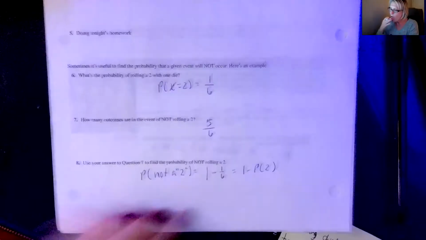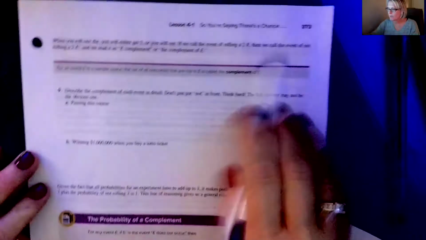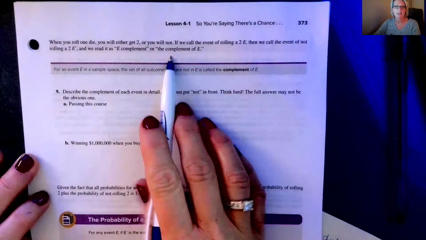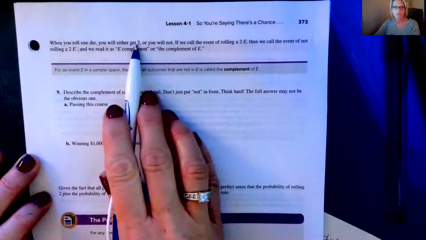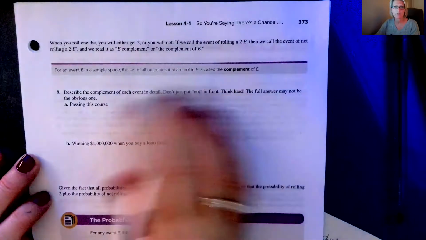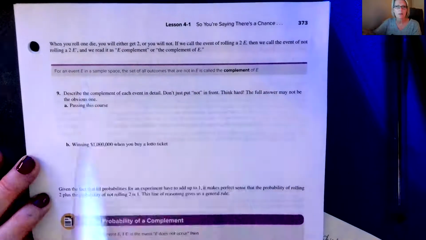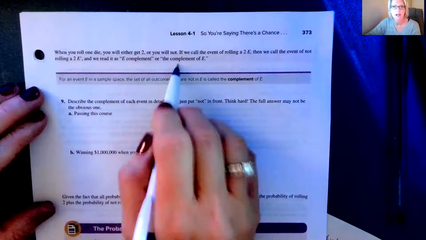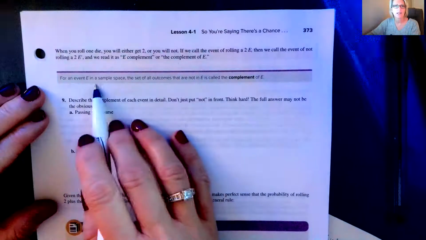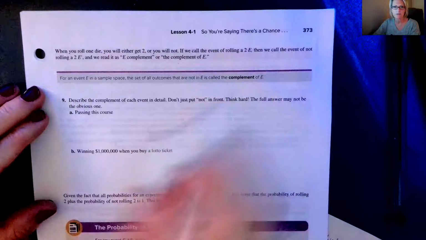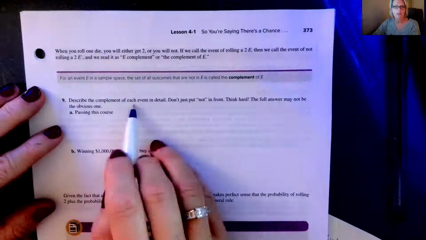And this is called the complement. On the bottom of page 373 is the complement of E. When you roll one die, you will either get 2 or you will not. If we call the event of rolling a 2 E, then we call the event of not rolling a 2 E prime. That's what that's called. And we read it as E complement, the complement of E. For an event E in a sample space, the set of all outcomes that are not in E is called the complement of E.